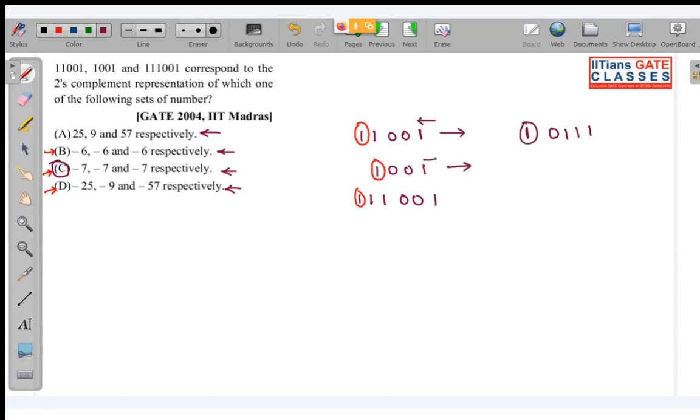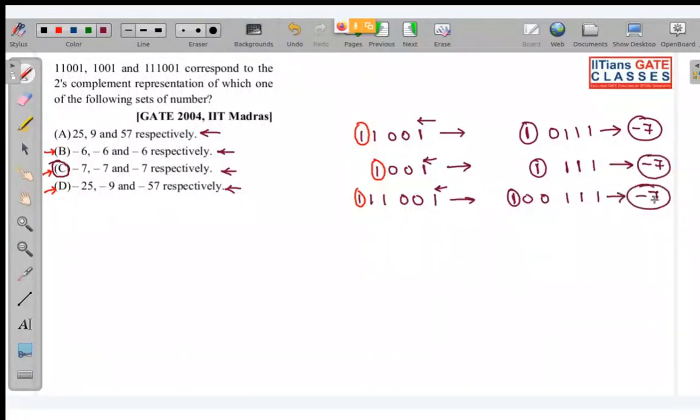The next number, again you are encountering 1 at the first point only. So 1, and the remaining bits you need to complement and keep the sign bit intact. Over here also you are seeing 1. The remaining magnitude bits you need to complement. So this will be 1 1 0 0 1. So this corresponds to what? This corresponds to -7. Even this corresponds to -7 and even this corresponds to -7. So option C is correct.